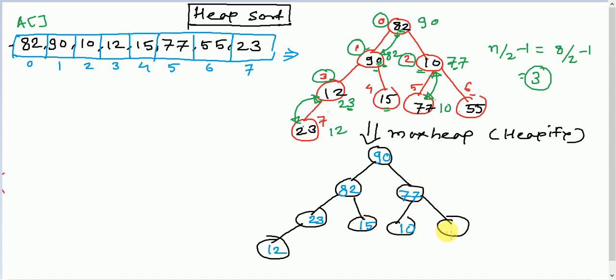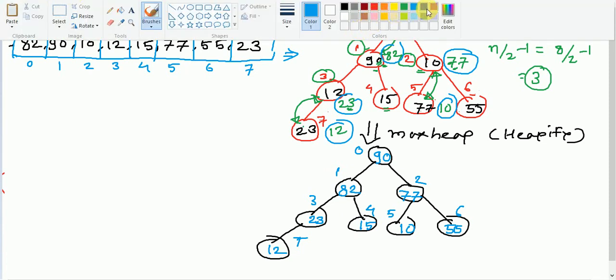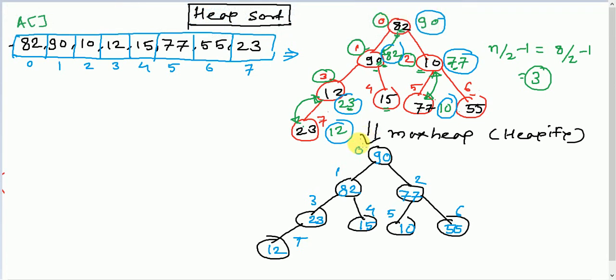10 will come here, and 55 will be here. So we are considering these numbers now: 10, 77, 82, 90, 23 and 12. Okay, now this is index 0, index 1, index 2, index 3, index 4, index 5, index 6 and index 7.